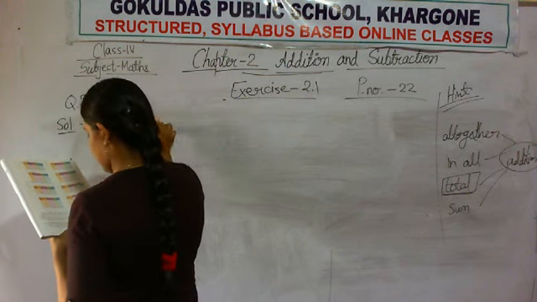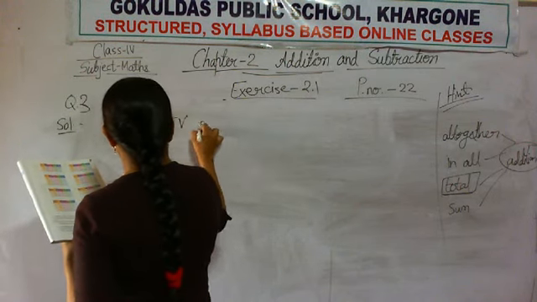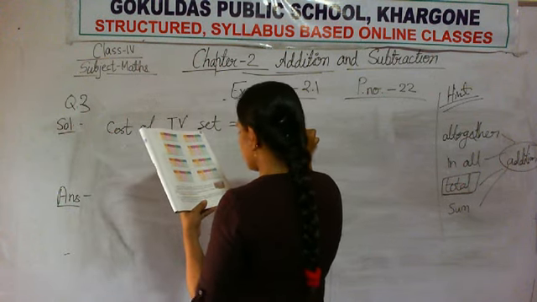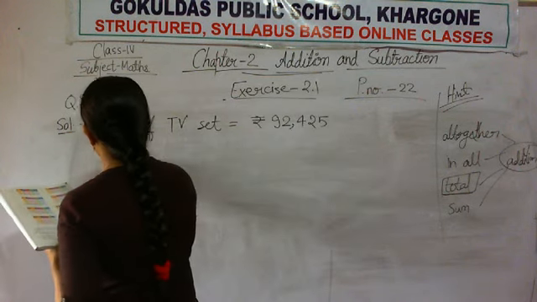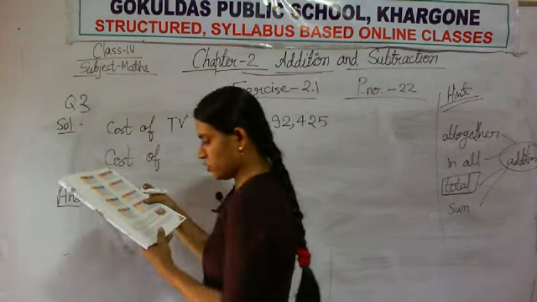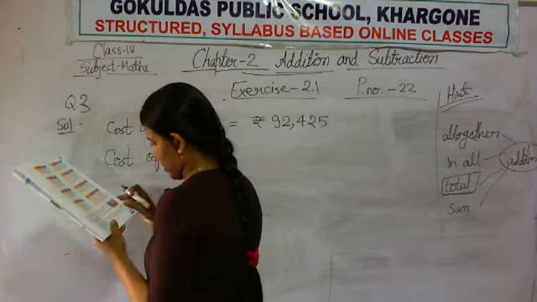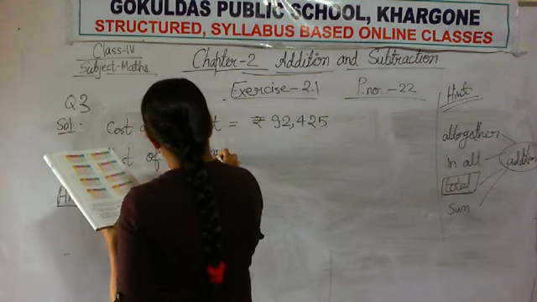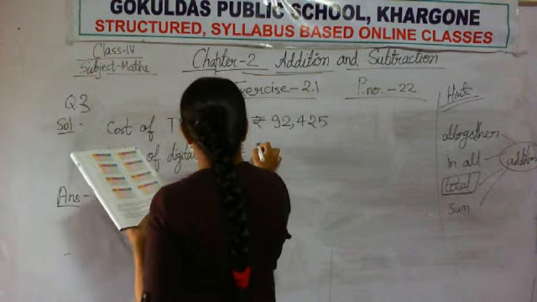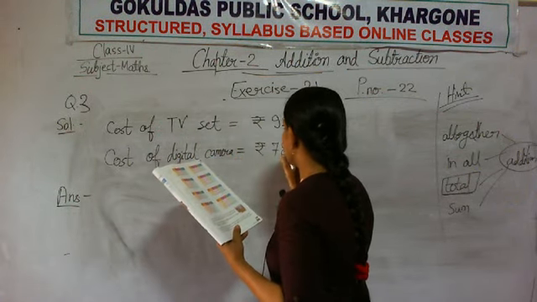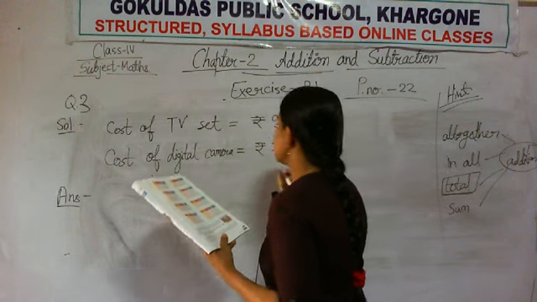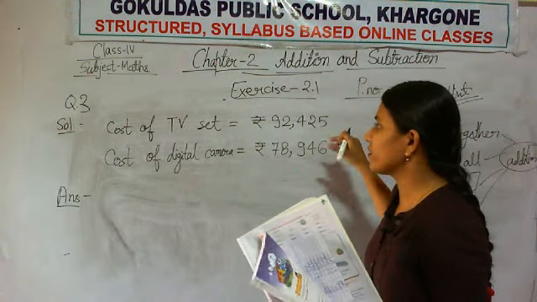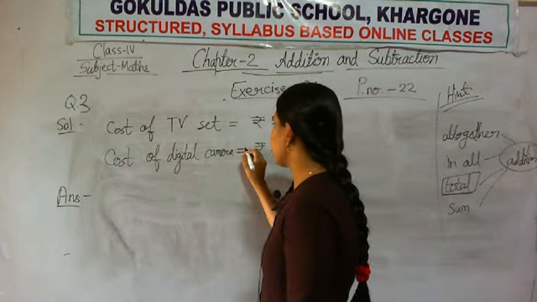Okay, so cost of TV set. What is the cost of the TV set? Rupees 92,425, and the cost of the 2 items he bought, the cost of the digital camera. The cost of the camera is rupees 78,946. Now read the question further. Find the total cost. You want to find the total. So for finding the total, you will add both the given numbers.